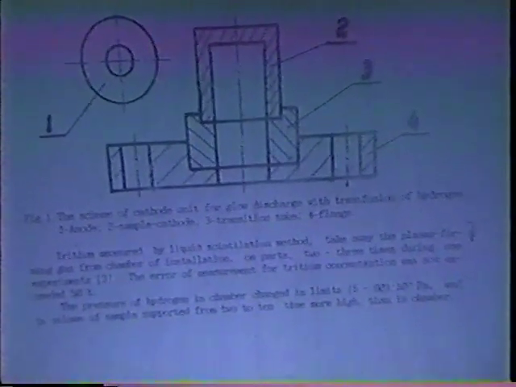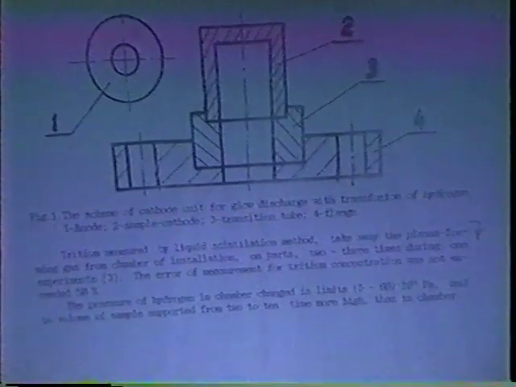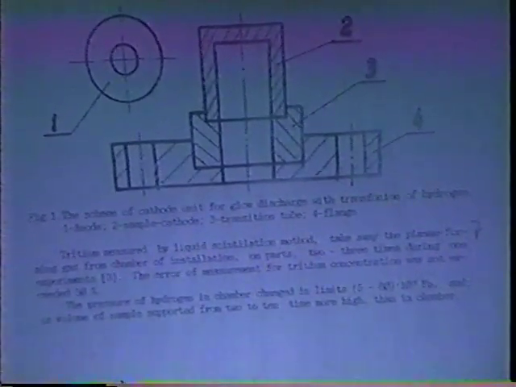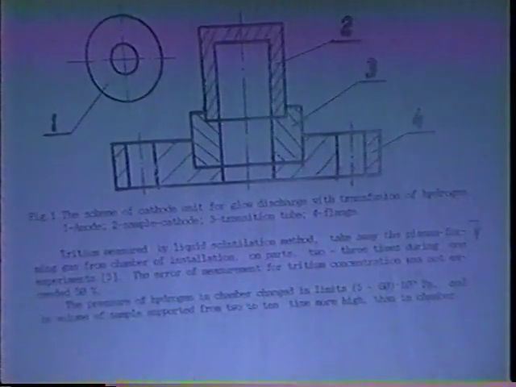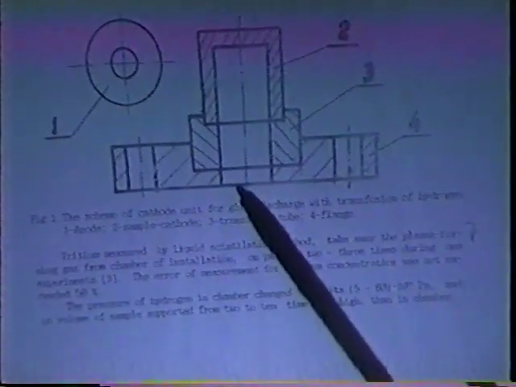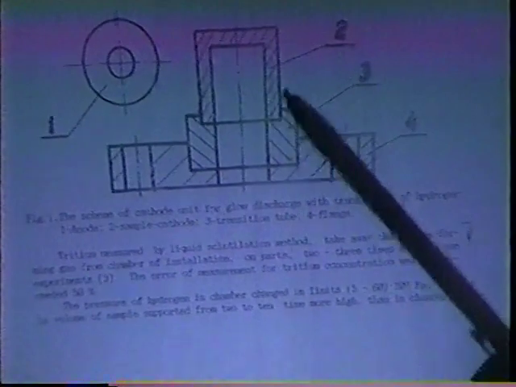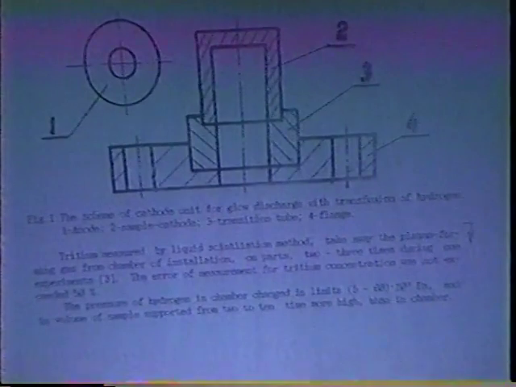Tritium generation and transfusion of hydrogen isotopes through a target in the plasma of a powerful glow discharge. The experiment was carried out on an installation with a hermetic sample of molybdenum, tantalum, niobium, vanadium.